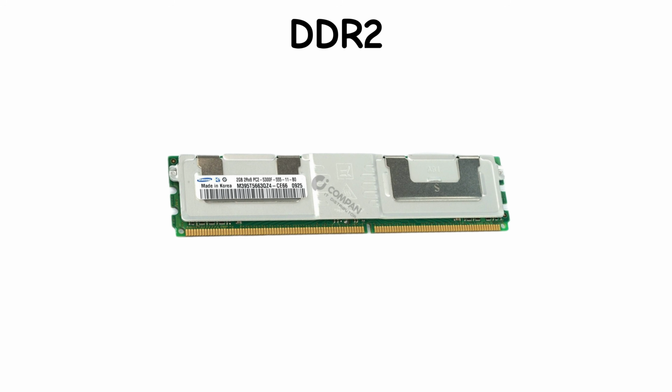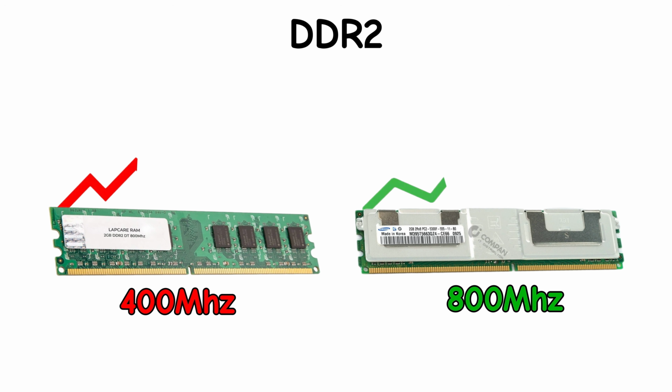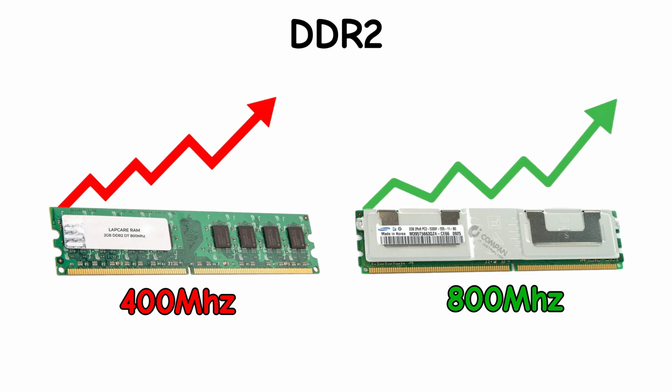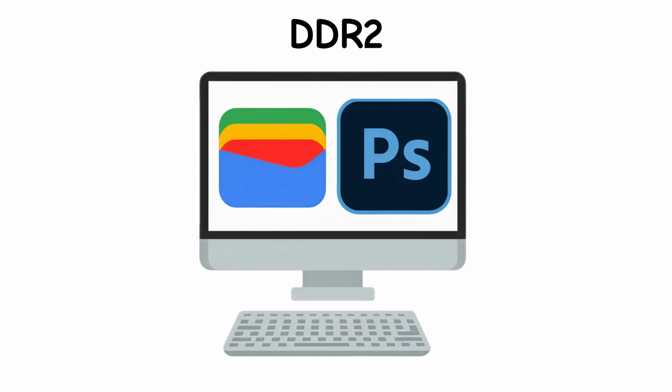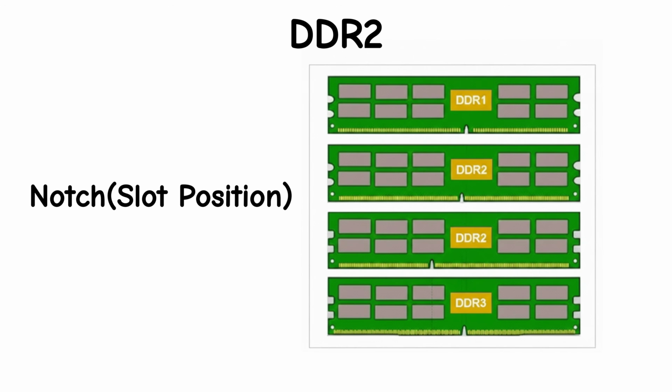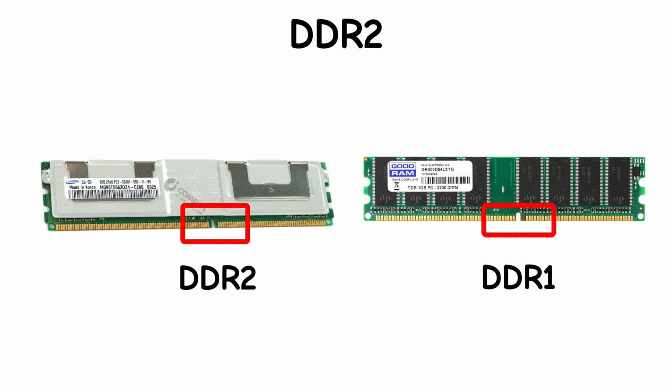DDR2. DDR2 came out in 2004 as the next step after DDR1. It pushed higher speeds, starting around 400 MHz on basic models and reaching around 800 MHz on higher-end versions. It also supported bigger sizes, usually around 2 GB to 4 GB per stick, which helped computers run more programs at once. Another change with every RAM generation is the notch placement, and DDR2 moved the notch to a different spot so you couldn't mix it up with DDR1.